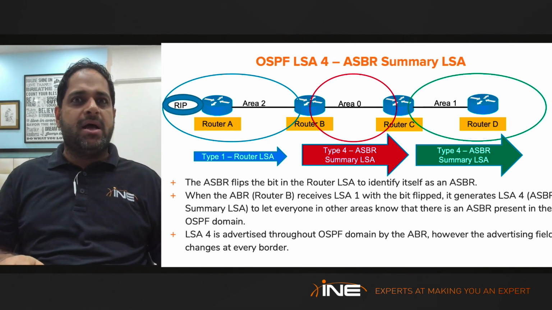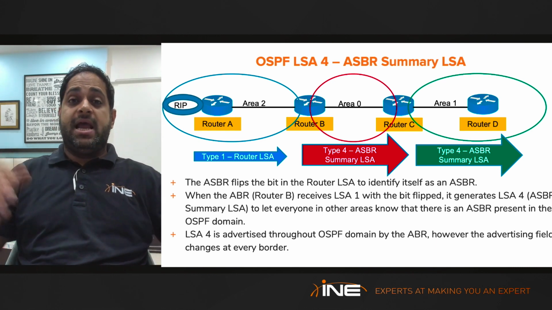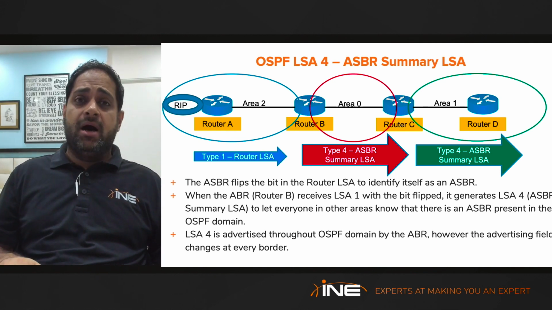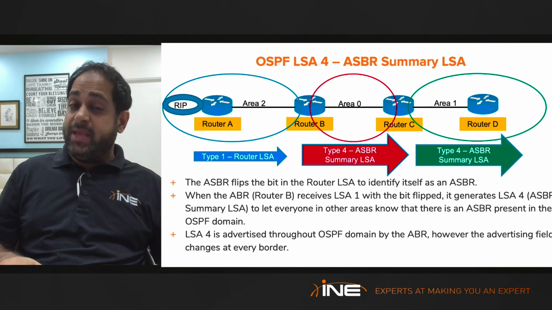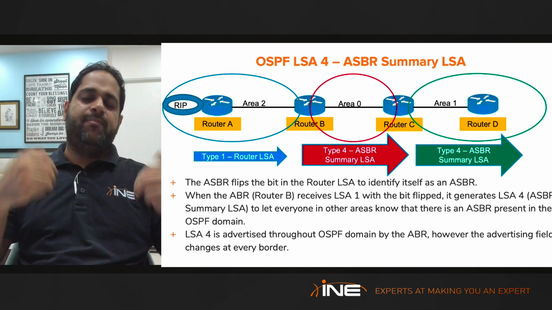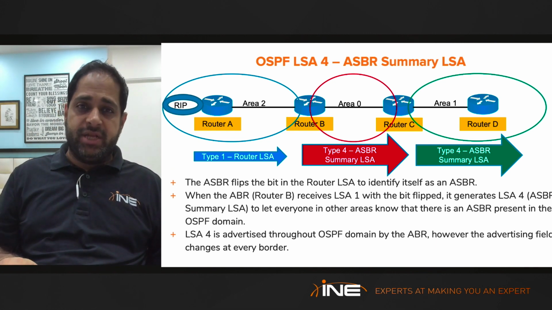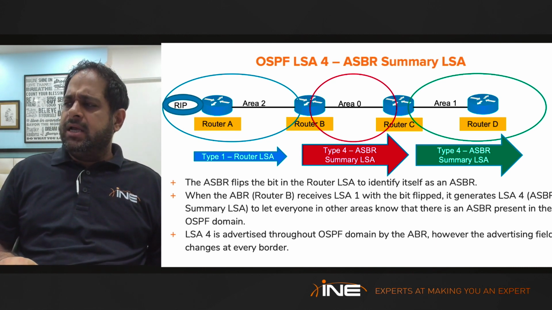As soon as the ABR gets to know that it has received an LSA 5 external LSA update, router B, who's the ABR, generates an LSA 4 summary, the ASBR summary LSA, and floods that to area 0. Then router C modifies that to put himself as the advertising router and forwards that to router D. So if you look at this diagram, I have type 1 LSA being received.